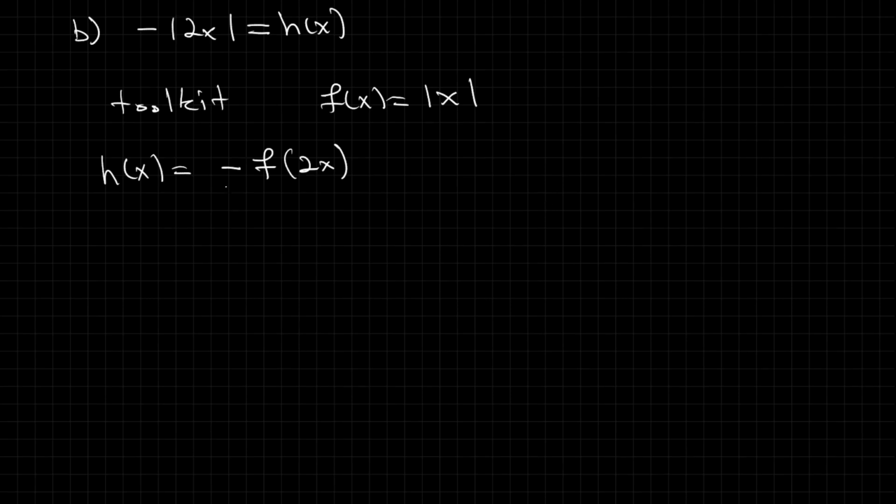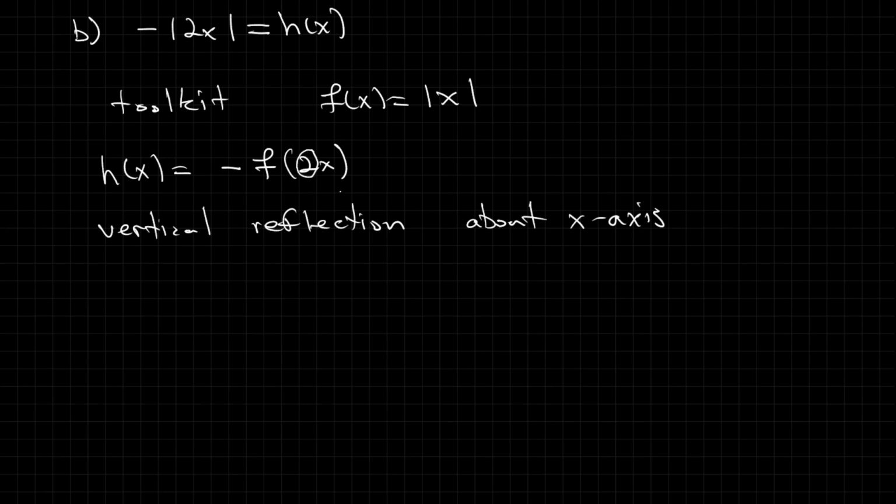From here, we can identify our transformations. So we have this negative on the outside. That's going to indicate a vertical reflection. And vertical reflections happen about the x-axis. And on the inside, I'm multiplying by 2. So it's going to be a horizontal transformation because it's happening on the inside of the parentheses.